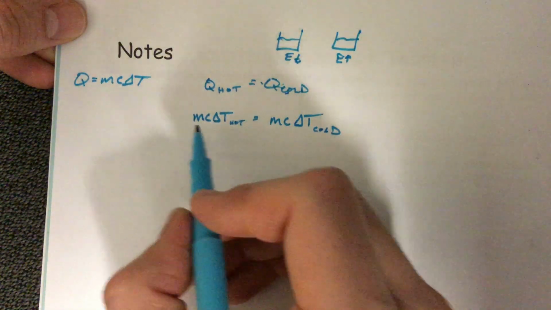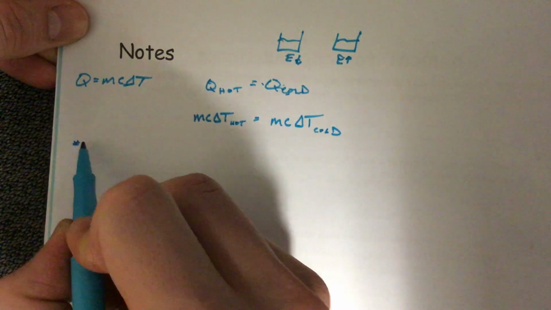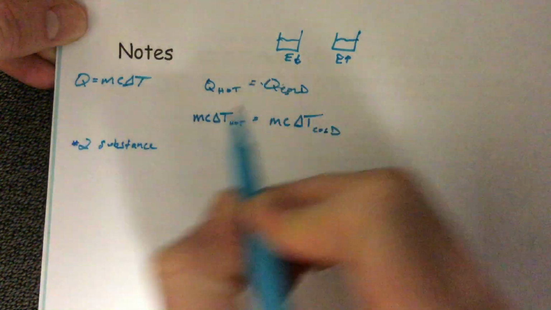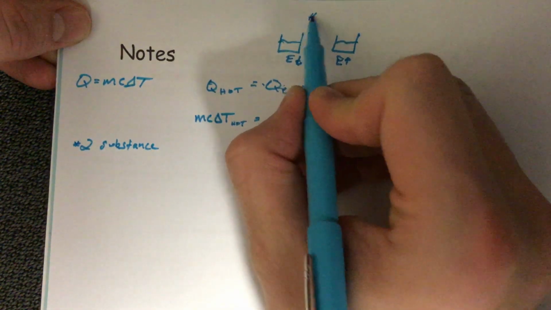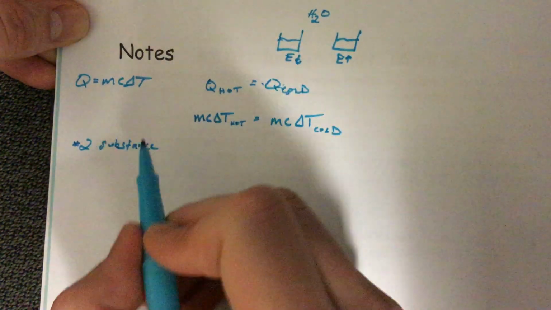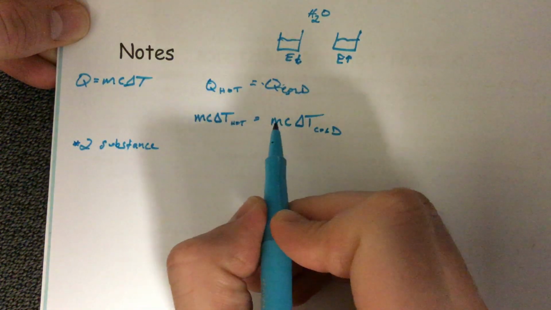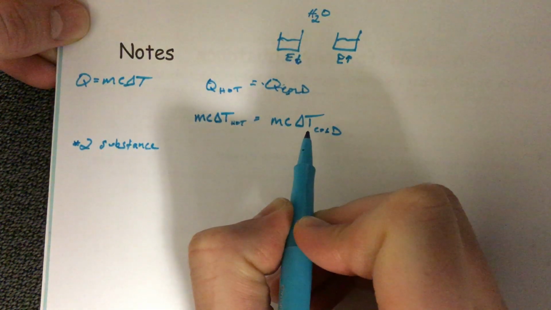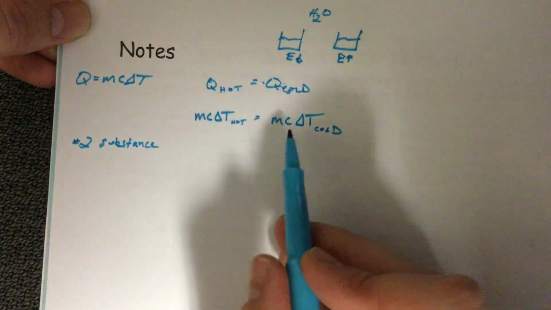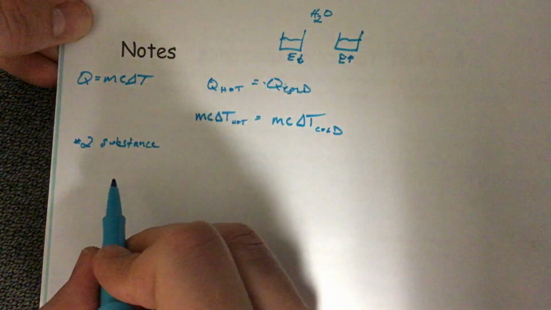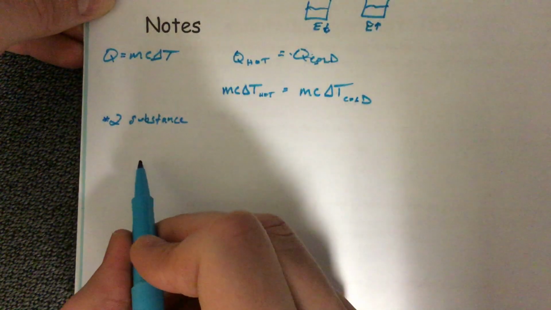Now what that means here is that we have two substances that we have to focus on. In our lab, we saw that both of those substances were H2O, hot H2O, cold H2O. So we have two substances, which means we have two different masses, two different specific heats, and two different changes in temperature. Now, the tricky part here is when we're looking at the change in temperature, because what we noticed is that we'll just make up some data.